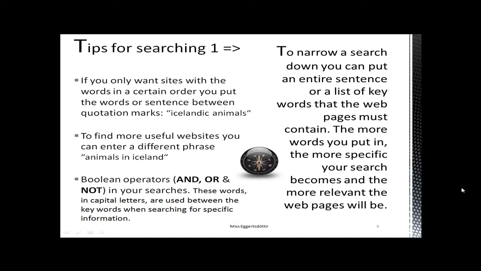Now, if you want sites that only hold the words Icelandic animals, then you place them inside quotation marks, as you can see over here. To find more useful websites, you can enter a different phrase, like animals in Iceland. Now, Boolean operators are also good to use, and those are the words AND, OR, NOT. And you use them in capital letters in your search.